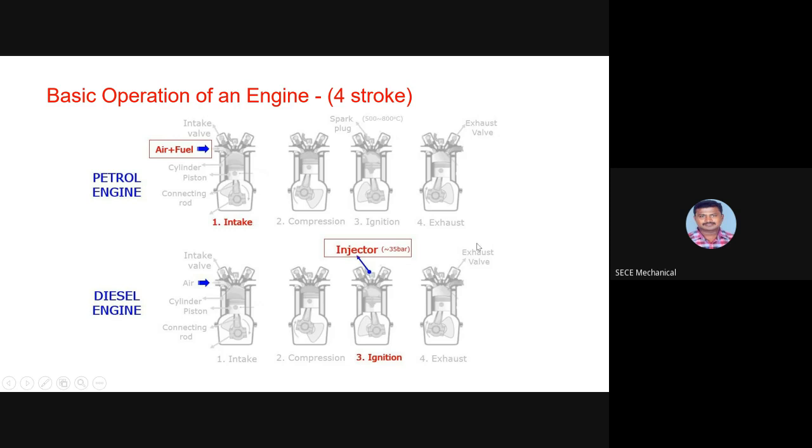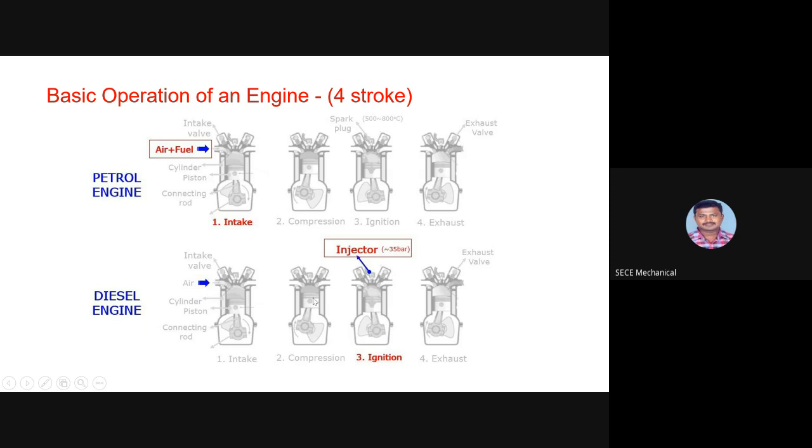Similarly, the same thing also happens in diesel engines. The only difference between the petrol and diesel engine is during the intake stroke. In a petrol engine, both air and fuel are mixed together and sent to the combustion chamber. In a diesel engine, only air is drawn from the atmosphere and enters the combustion chamber. At the end of the compression stroke in a petrol engine, we ignite the spark, and the ignition process happens inside the combustion chamber.